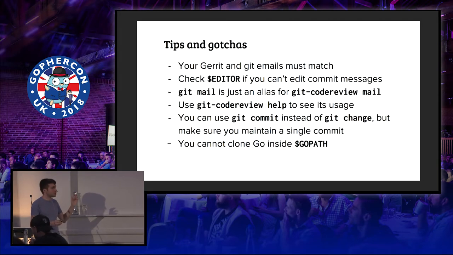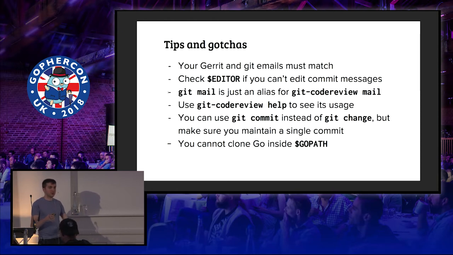There are some tips and gotchas. For example, your emails must match. If you use multiple emails for personal stuff and work stuff, make sure it's the same one with Gerrit and Git. Make sure that your editor is set correctly if you have issues editing your commit messages. Git mail is just an alias for git codereview mail, so if you see either version, it's the same thing.